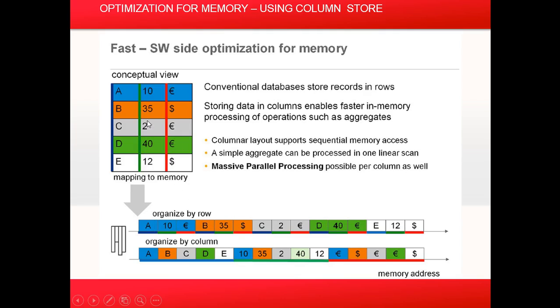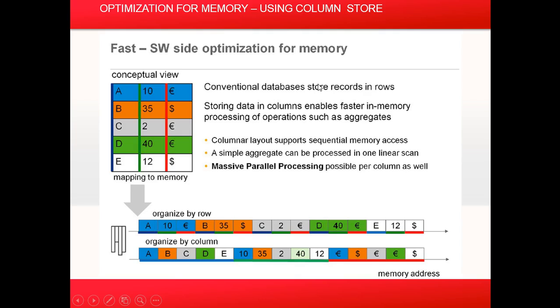Okay, here you can see the first is the way the row store is organized. The first row is 1, A, 10 pound, then B, $35, C, 2 pound, D, 40 pound, E, $12. So in this order the row store will be organized. For columnar storage, it will be organized by columns: A, B, C, D, E, then 10, 35, 2, 40, 12, then pound, dollar, pound, pound, dollar. So in this manner, it will be organized in the memory.